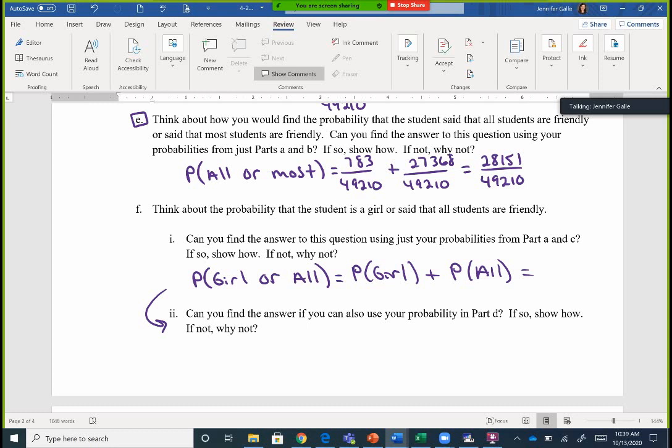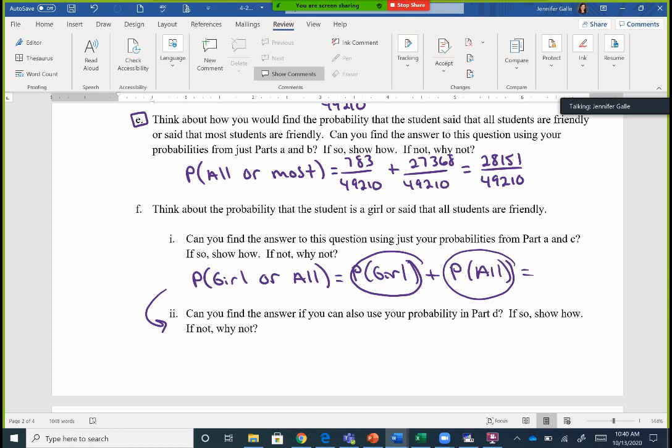Because all the girls are counted for the probability of a girl, right? But they're also counted where? There's also some girls that said all students are friendly. So there's some girls being counted once here. All girls are being counted once there. And then there's girls being counted a second time because they responded that all students are friendly. So I can't do it with that. I need to think about those girls that are double counted.